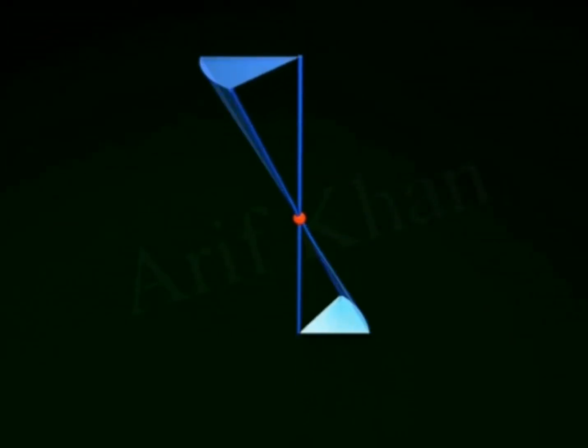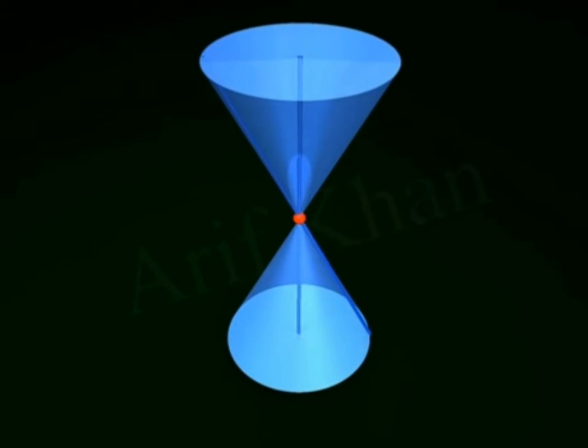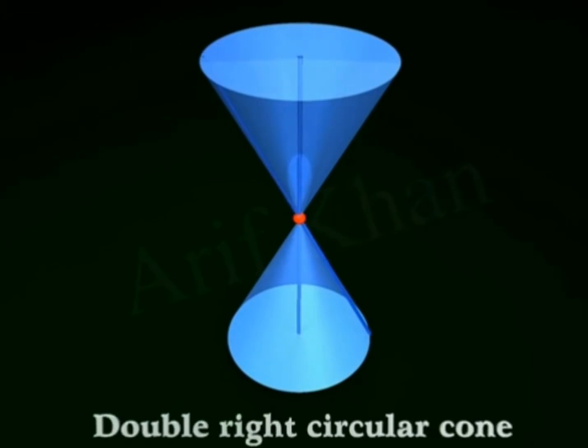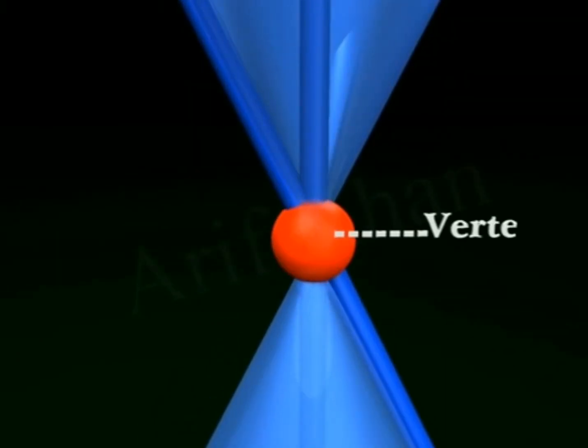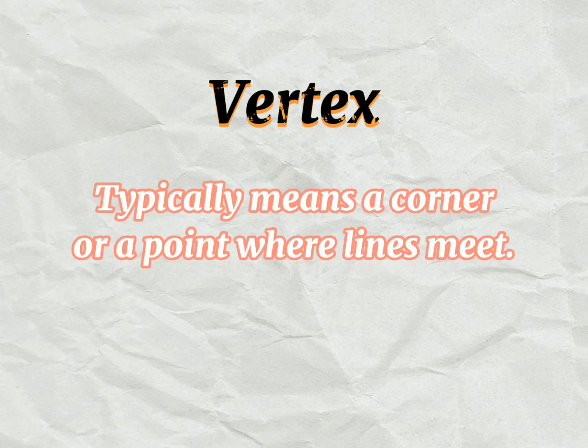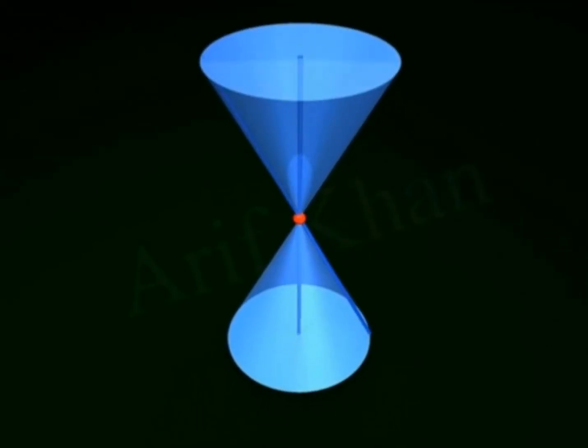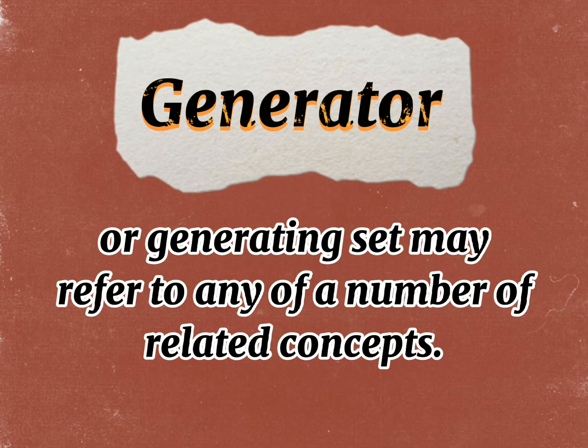When a straight line intersects a vertical line at a fixed point and rotates about that fixed point, the surface obtained is called a double right circular cone. A double right circular cone consists of two cones joined at a fixed point called the vertex. Vertex typically means a corner or a point where lines meet. The line that rotates about the vertex is called the generator. Generator or generating set may refer to any of a number of related concepts.